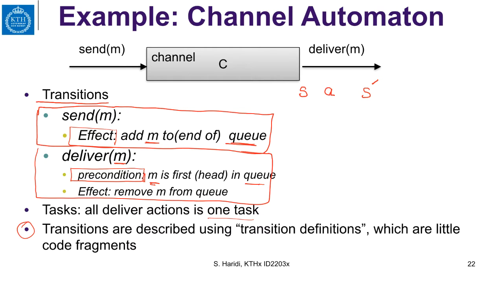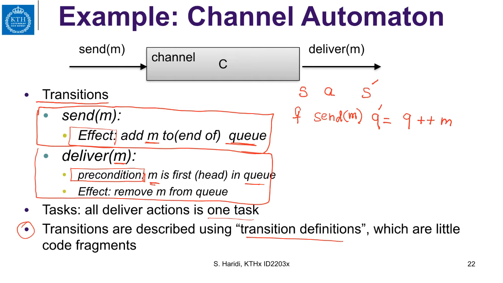So what is send saying? Send is saying if the state of the queue, say it is called queue, and you perform a send M, then the resulting state, we call it Q prime, will in this case be the previous state of the queue, but adding to the end the message M. That's what it says. So this basically defines a set of transitions. That's why we call it transition definitions.